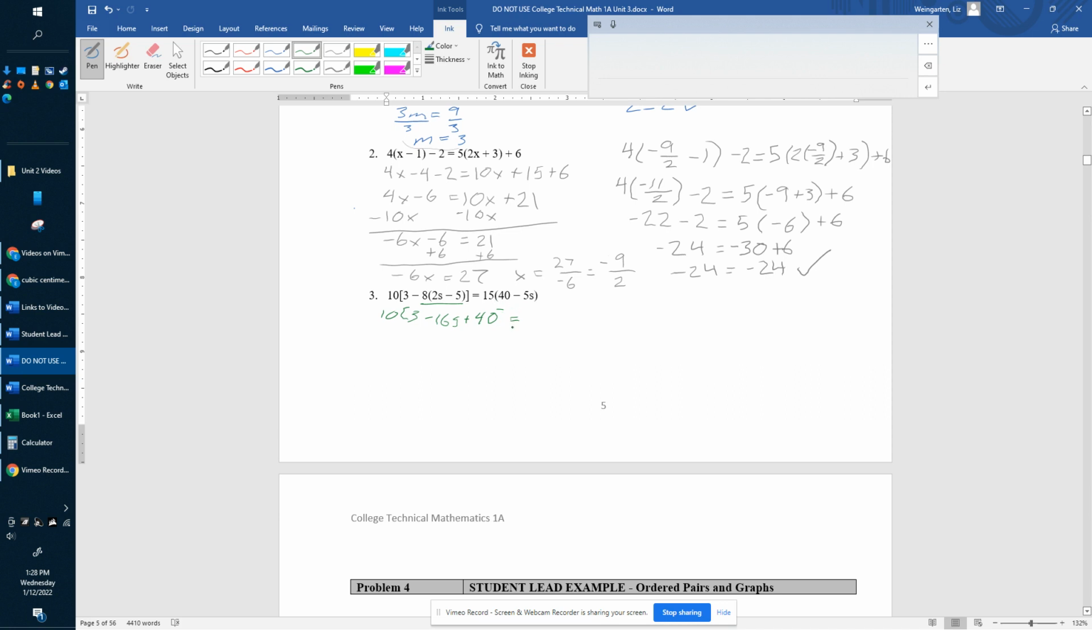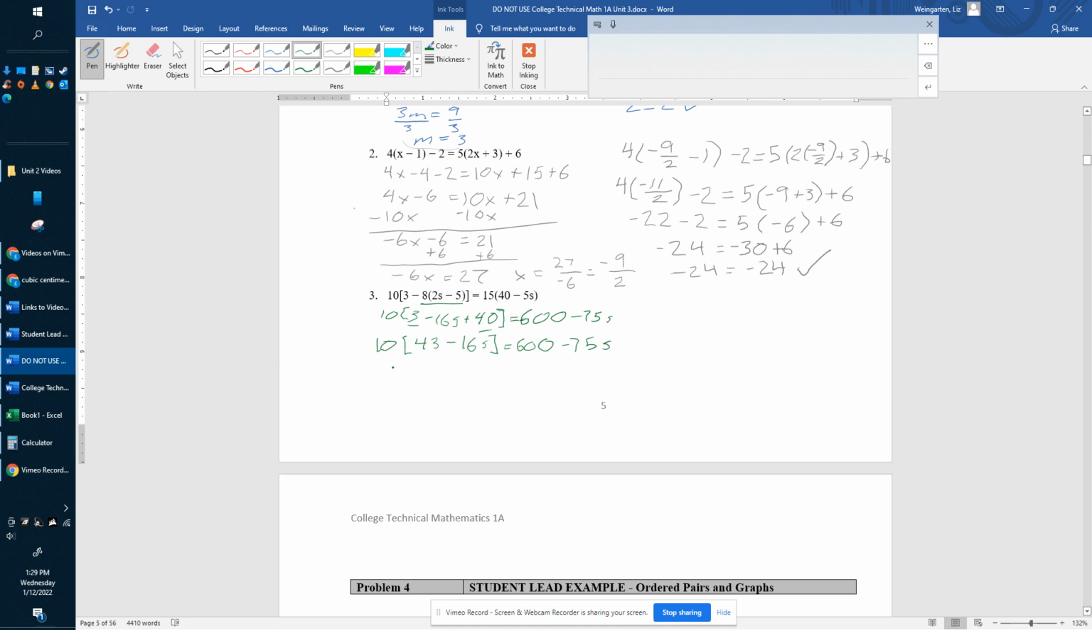15 times 40 is 600. 15 times negative 5s is negative 75s. Now let's continue to simplify what's in the parentheses. We have 10, and we have 3 and 40. That's going to give us 43 minus 16s, equals 600 minus 75s. We can't simplify anything on that side.